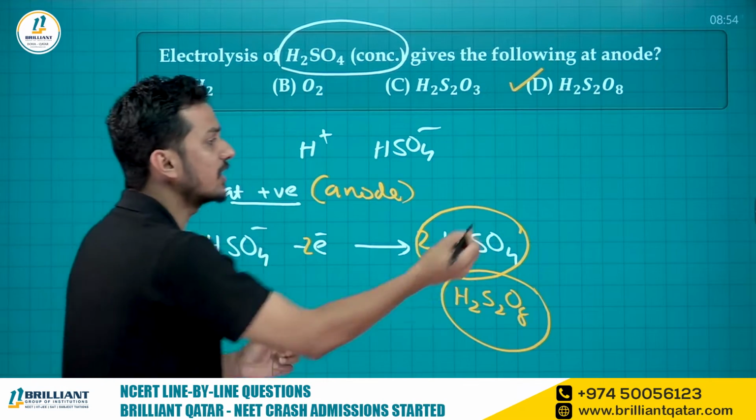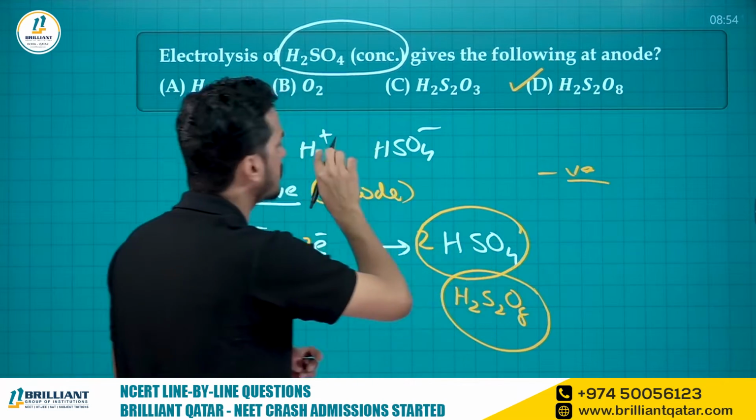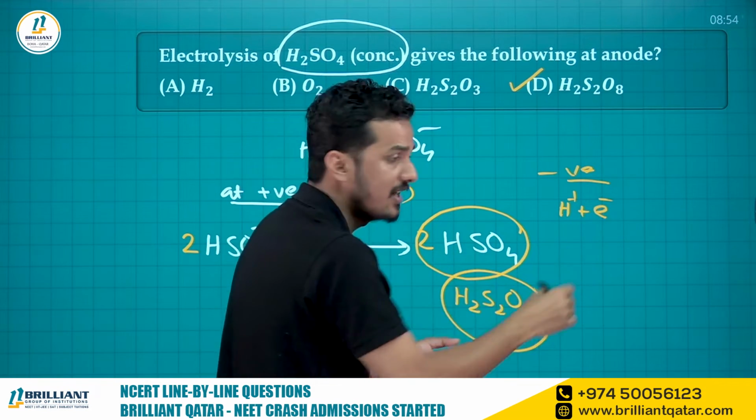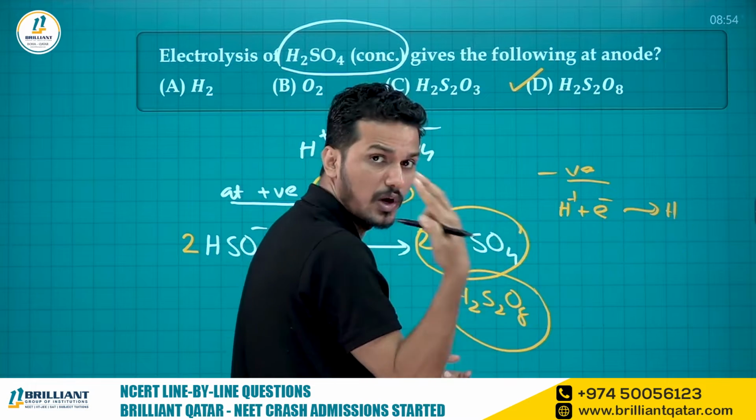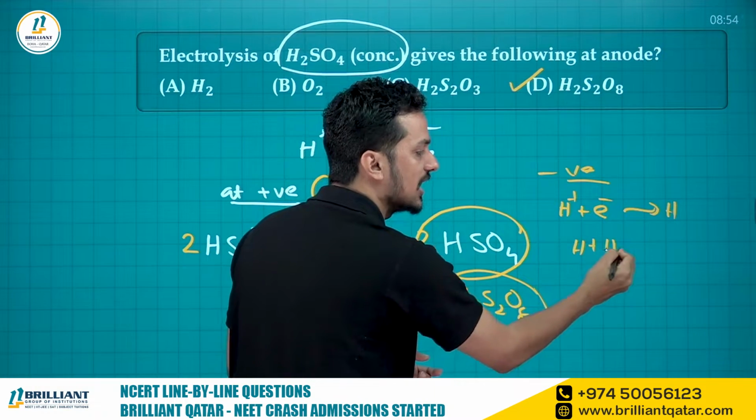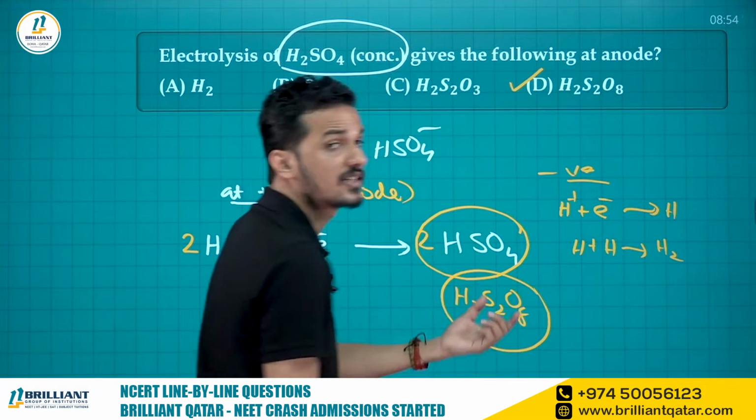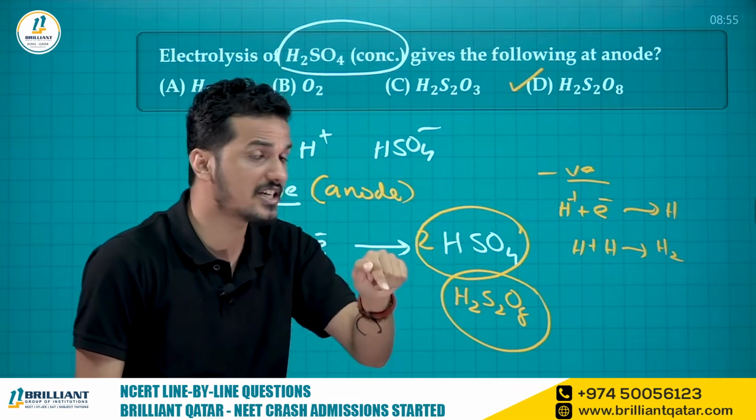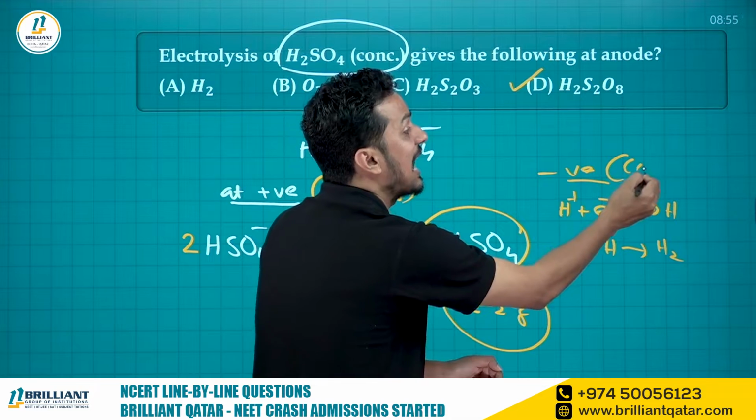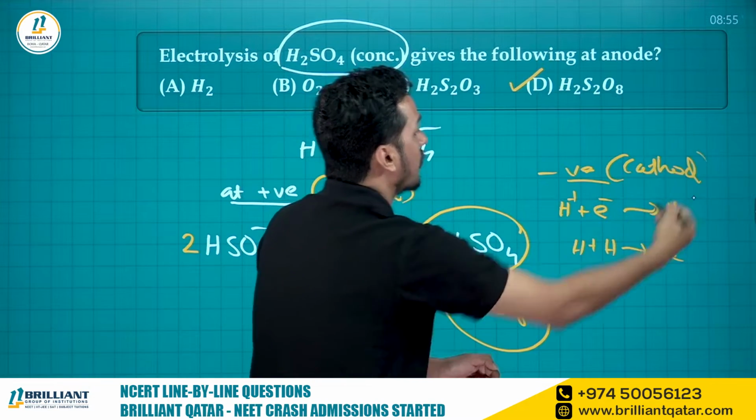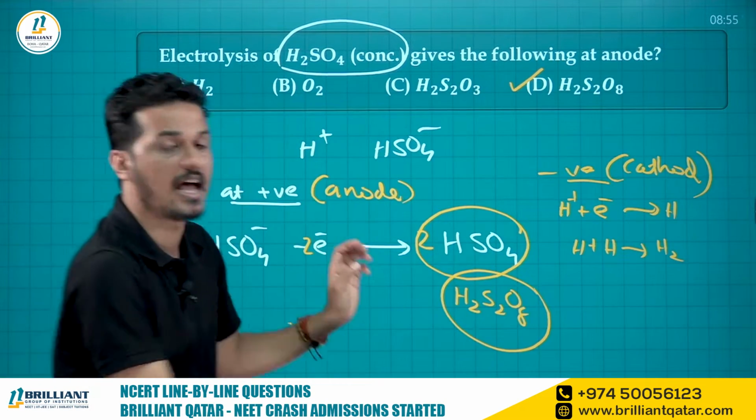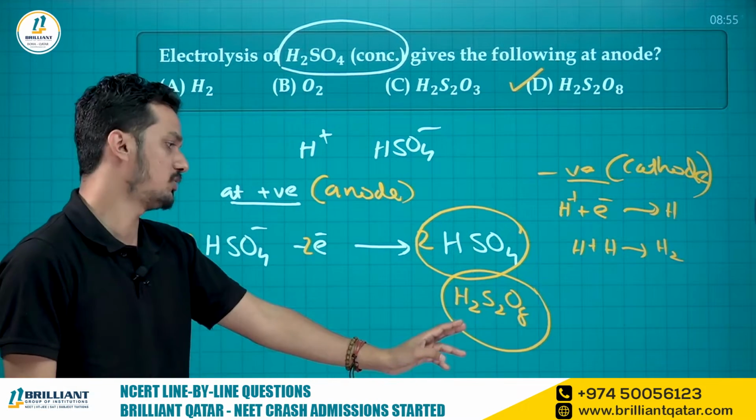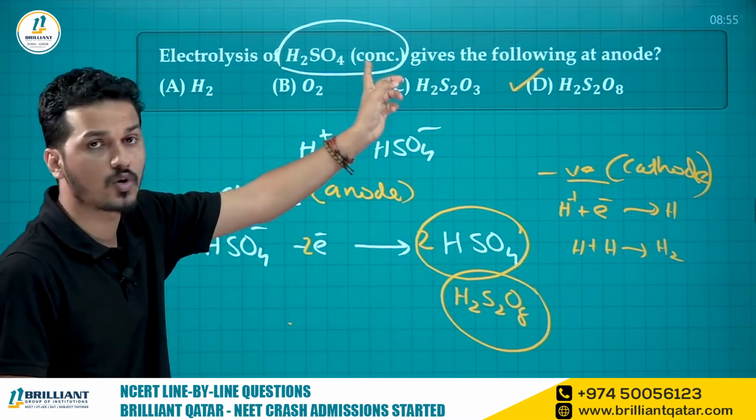At the negative electrode, H+ will go and gain 1 electron, which is reduction, and it becomes H. 2H, one H plus another H, forms hydrogen. So hydrogen gas is liberated at the negative electrode. Reduction is taking place there, so it is the cathode. This is the anode, and this is the cathode. At the anode, H2S2O8 is obtained. So this is the idea about concentrated.